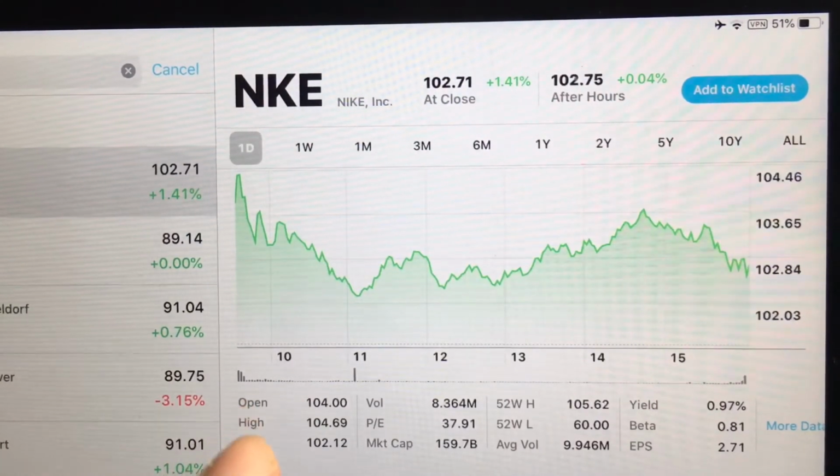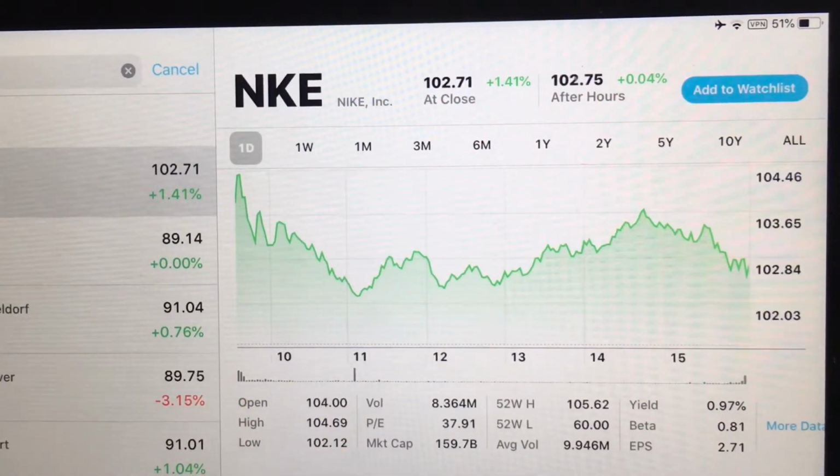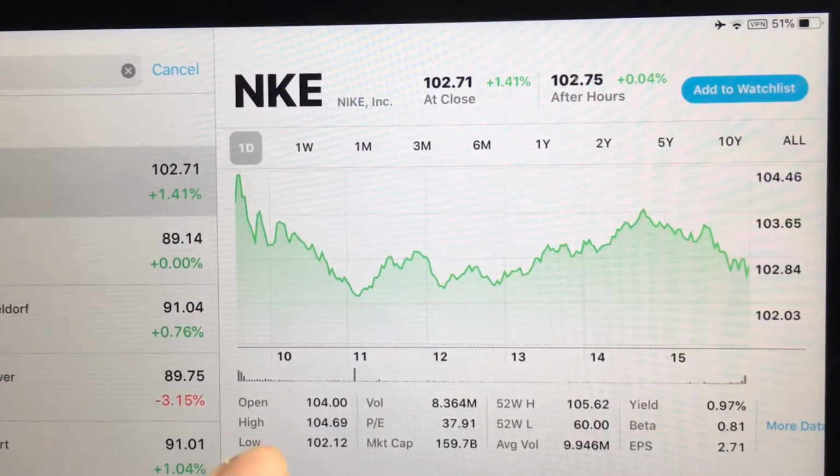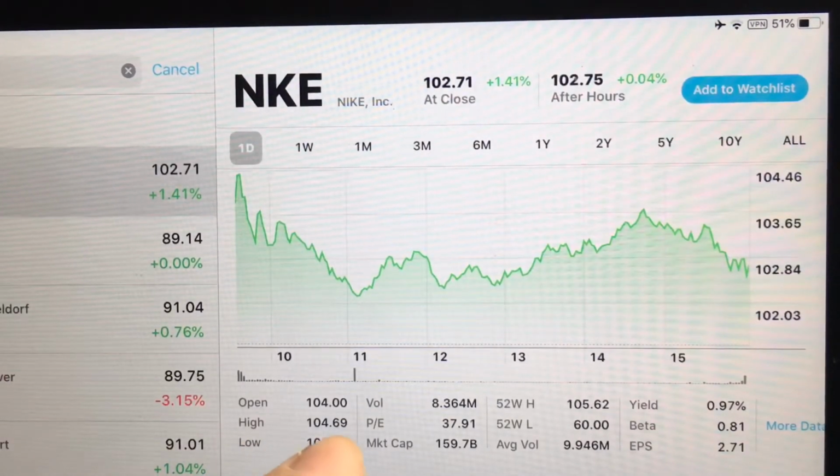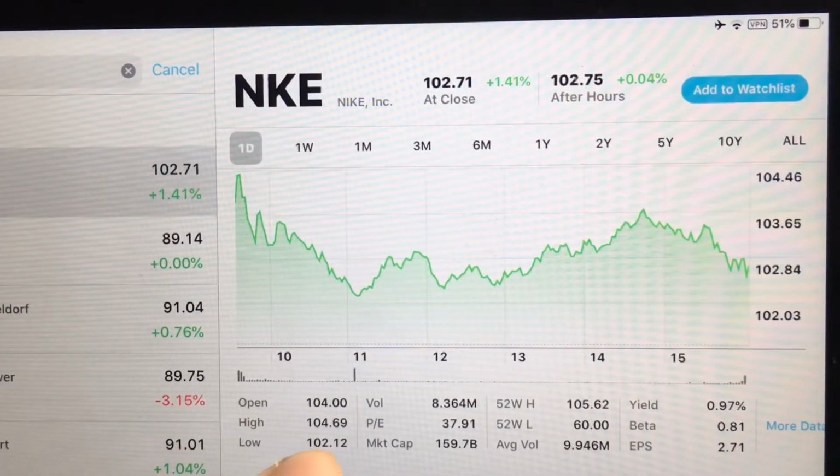Now we're going to come down here and look at some more information. We've got the open, which is $104. So that means on Friday, it opened at $104. High is the high throughout the day, so it got up to 104.69. Low is the lowest point of the day. So on Friday, the lowest was 102.12.